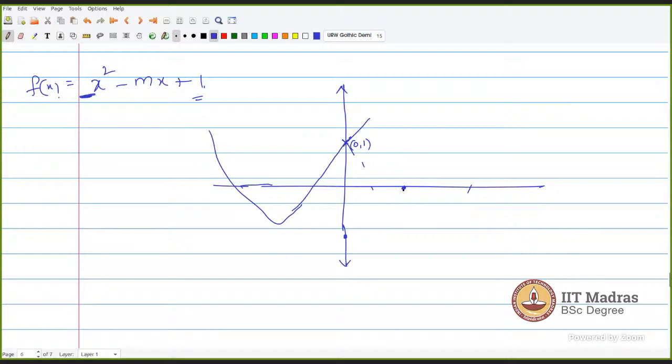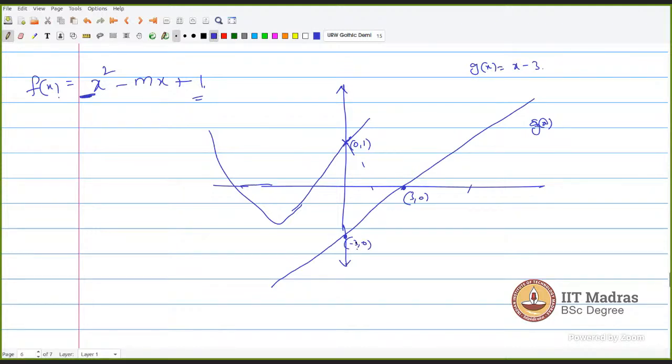So the y-intercept will be minus 3 and the x-intercept will be 3. Right? Yes, sir. So this is g of x, and g of x is x minus 3. Just substitute x equals 0 and you will get the y-intercept. Substitute g of x equals 0 and you will get the x-intercept. So 3 comma 0 and minus 3 comma 0.